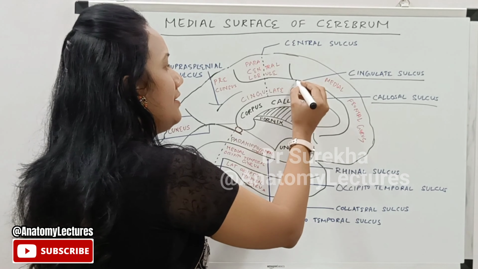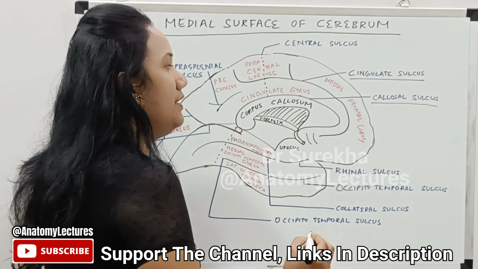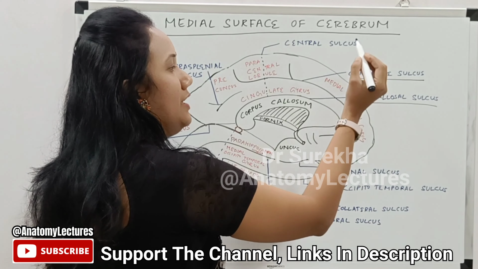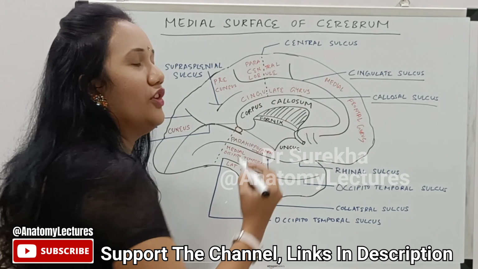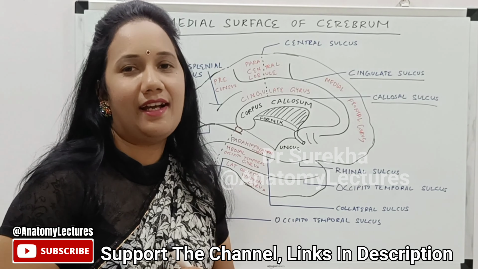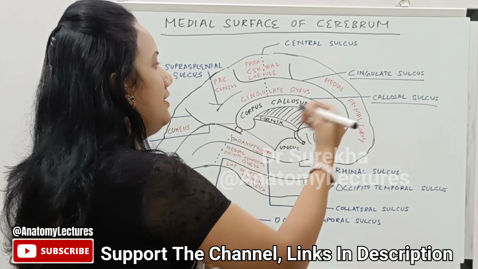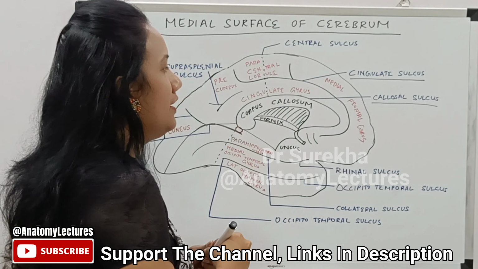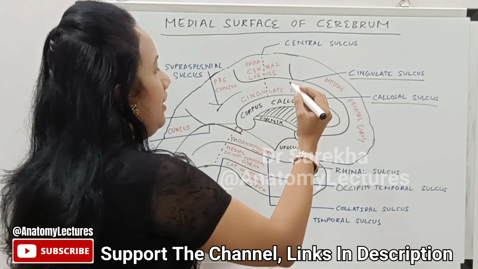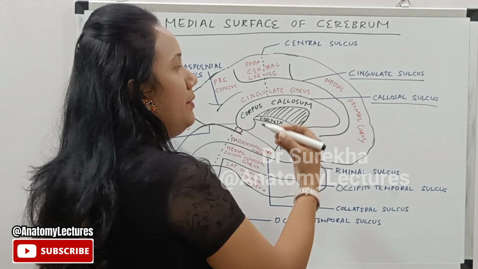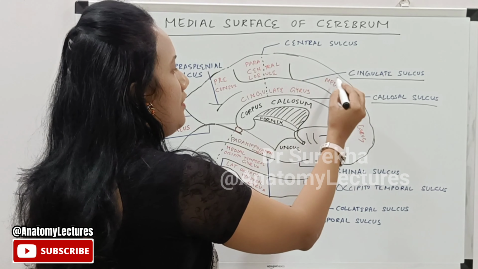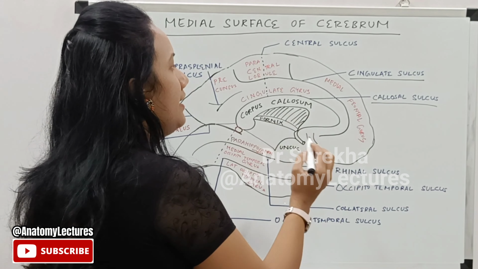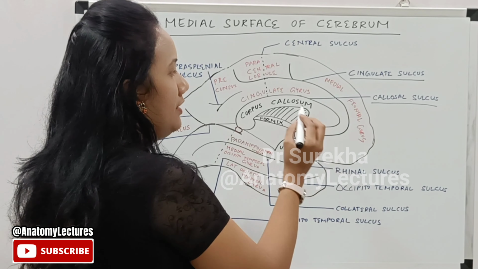The part of the cerebral hemisphere on the medial surface which is present between the cingulate sulcus and the callosal sulcus is referred to as the cingulate gyrus. So that is about the cingulate sulcus and the cingulate gyrus. And then the part of the medial surface which is present above the cingulate sulcus is called the medial frontal gyrus.